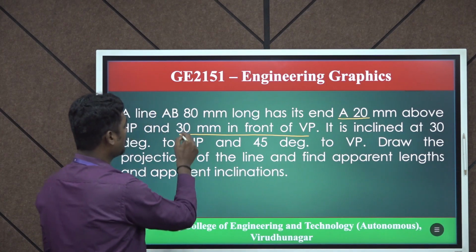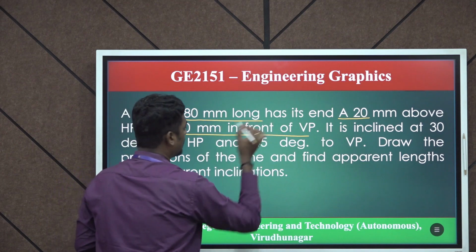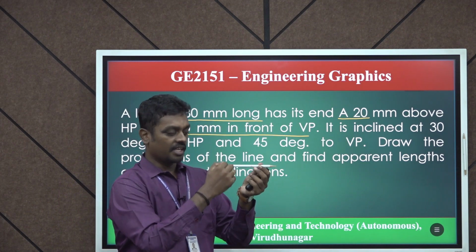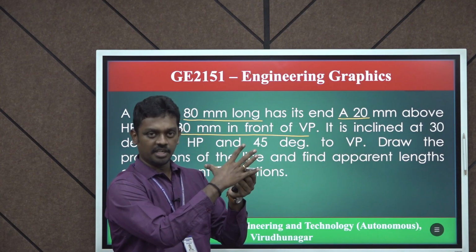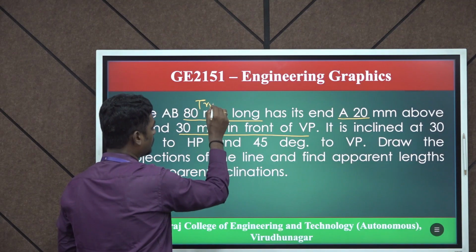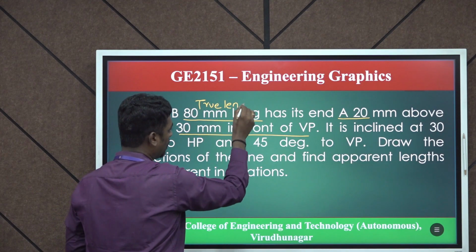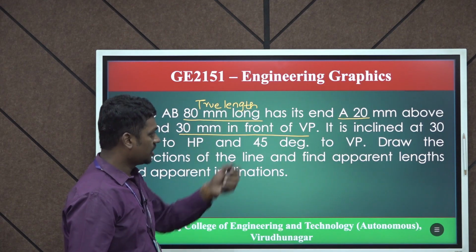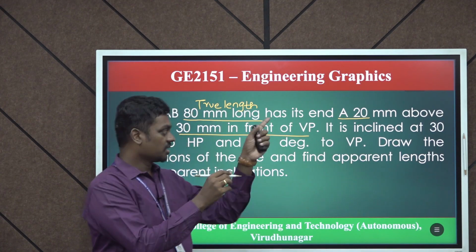Next there is an important concept, the 80 mm line. The line AB is 80 mm long, which means the distance between end A and end B is 80 mm. That is the true length of the line. True length is the actual or original length of the line. Then about end A they have given some information.